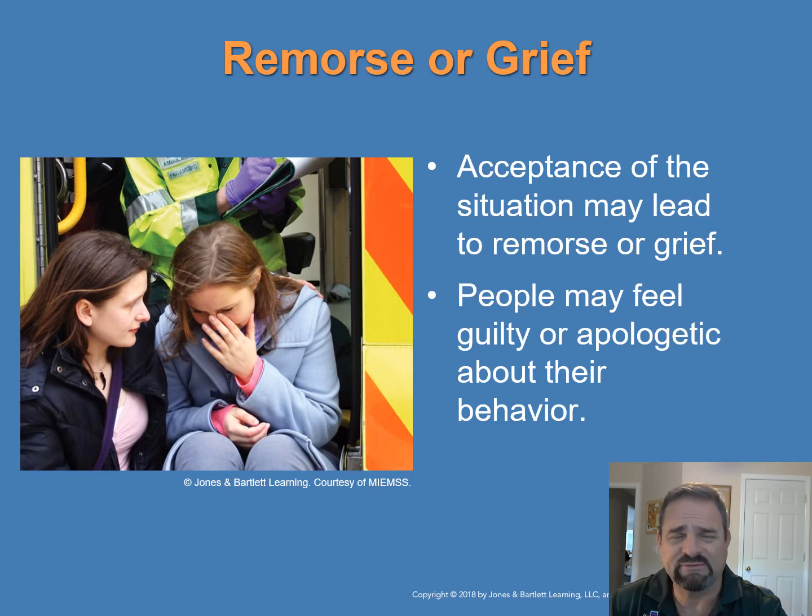Remorse or grief. This is the next phase. This is acceptance of the situation. It may lead to the remorse or grief as that part of acceptance. People may feel guilty or apologetic about their behavior or actions during the incident, about what has occurred, whether they took it out on you or took it out on somebody else.